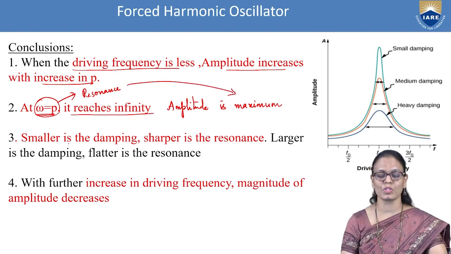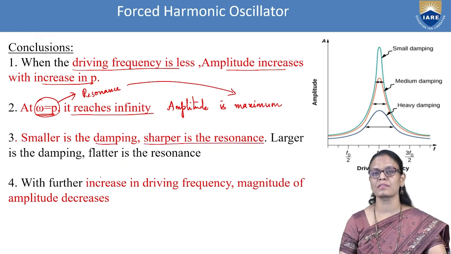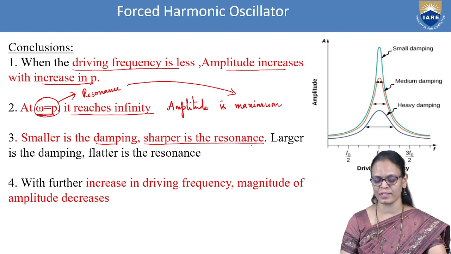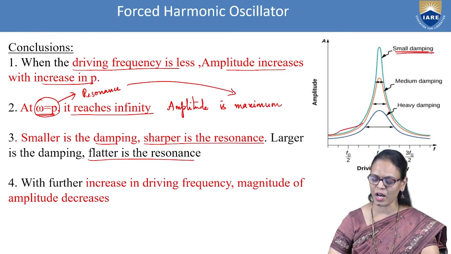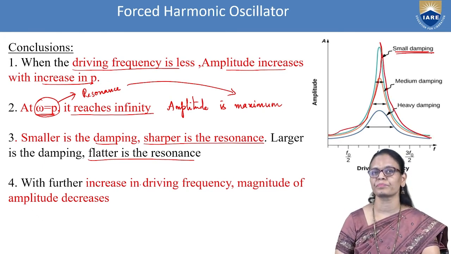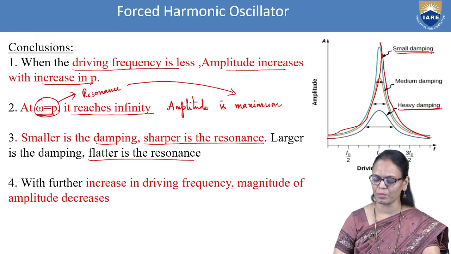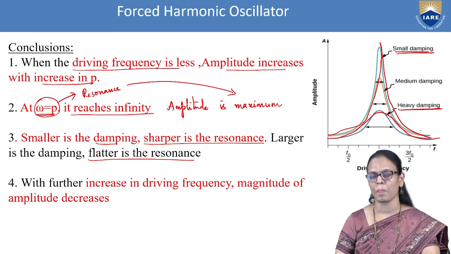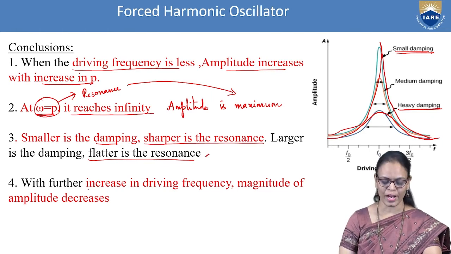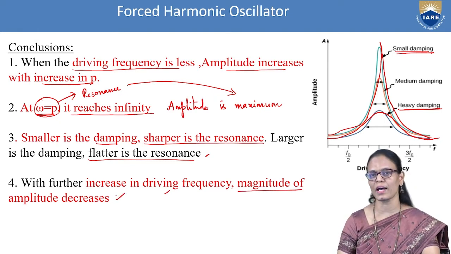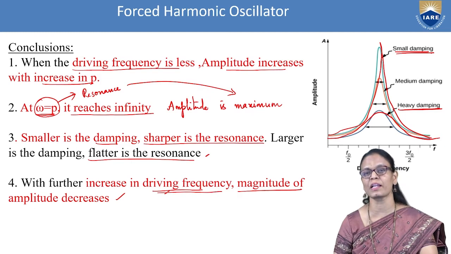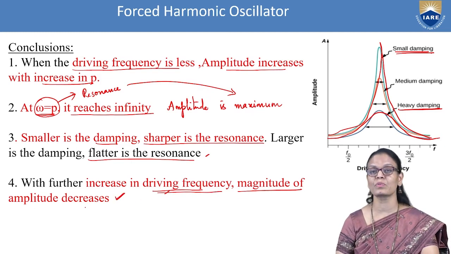And the third point is, smaller the damping, sharper the resonance. So whenever the damping is small, the resonance is sharp. Larger the damping, flatter the resonance. Here you can understand this with the help of this figure. When the damping is small, you will see a sharp peak here, like this. And when there is heavy damping, the peak is flat, like this. So that is what we try to understand. And with further increase in the driving frequency, the magnitude of amplitude increases. So the last case, what we have seen, as we keep on increasing the driving frequency, the magnitude of amplitude goes on increasing.